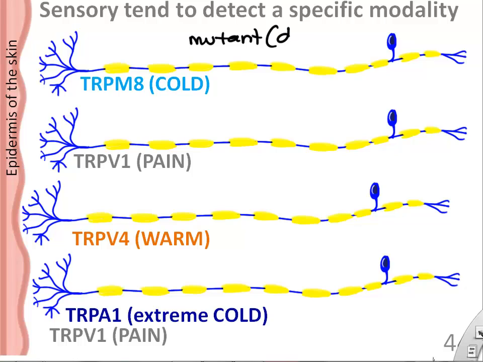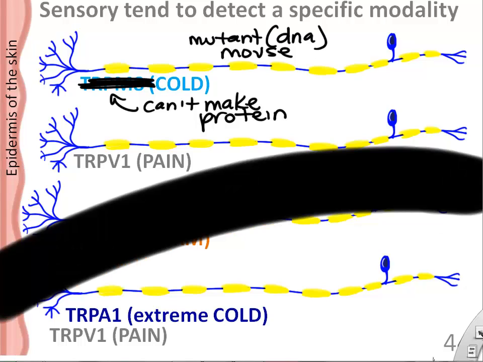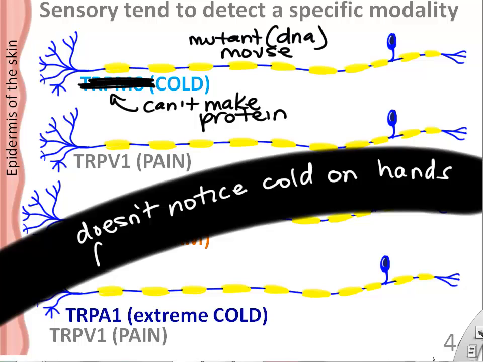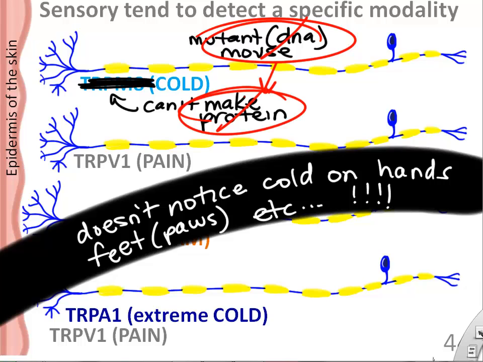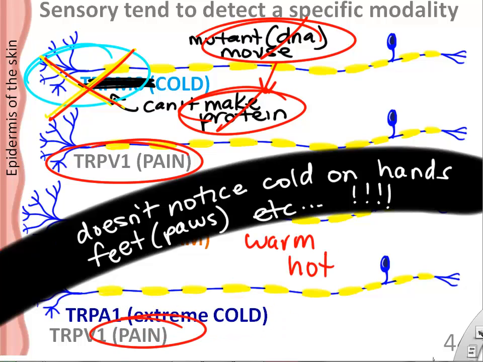Okay, and they've discovered some of this by making mutant mice. So you can change the DNA of a mouse so it can't make the cold protein, so it doesn't really care about cold. I mean, it might care about it, but it can't sense it. It can't sense cold in its paws because the DNA was changed. And the neurons then don't respond to cold, but it still responds to pain. Other neurons respond to pain, touch, and warm.